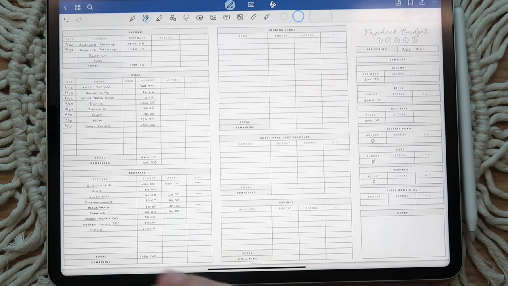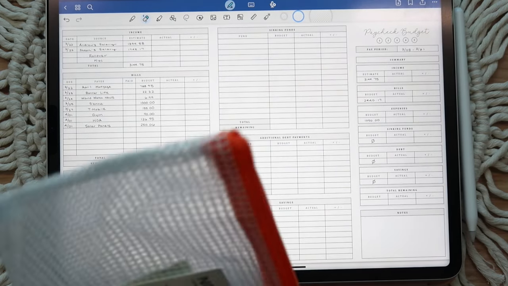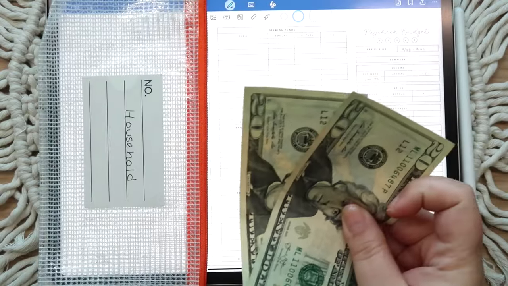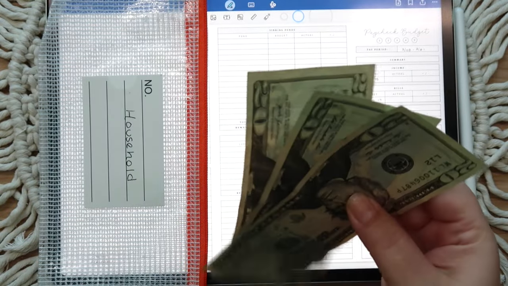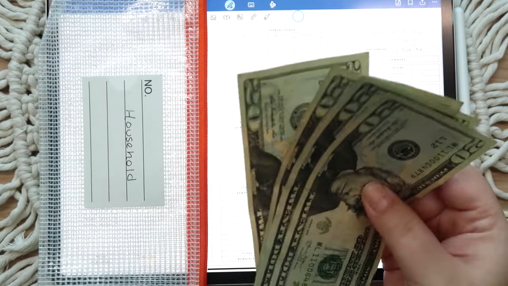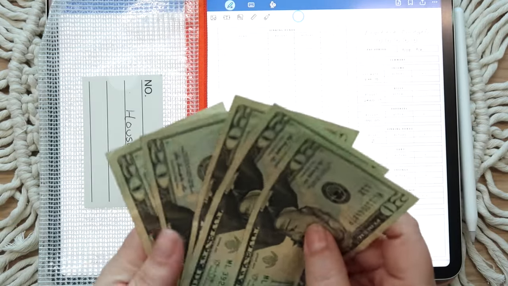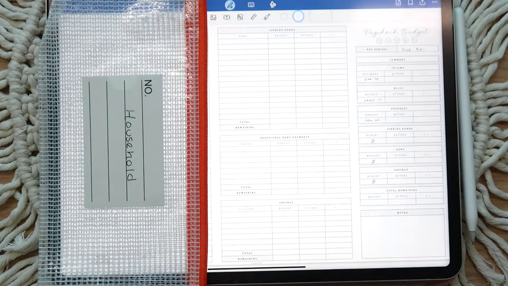And then we have household. So for household, we currently have 40, and then we're gonna add 60. So 20, 40, and 60. So we now have 100 in household.